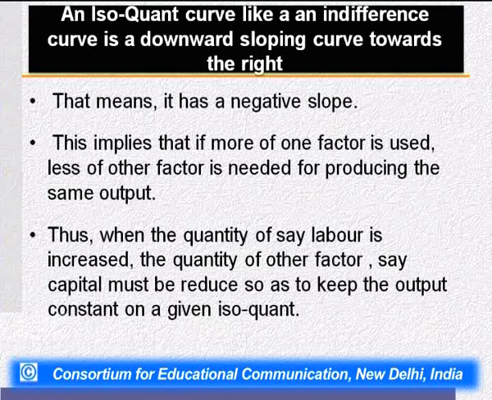That implies that if more of one factor is used, less of the other factor is needed for producing the same output, which clearly emerges. Anyone can say that this is the figure of a convex shape, which clearly shows that if more of one factor is used, less of the other factor is needed for producing the same output. Thus, when the quantity of, say, labor is increased, the quantity of the other factor, say capital, must be reduced, so as to keep the output constant on a given isoquant curve.